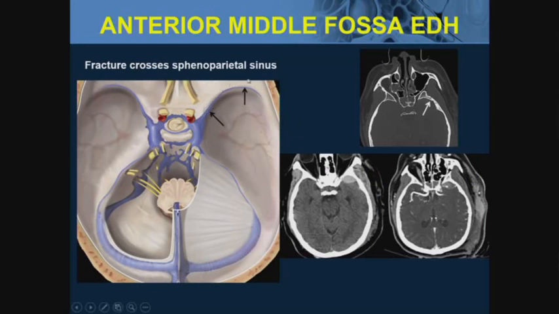Here it is, the sphenoparietal sinus, that is curving along the greater wing of the sphenoid. It's the sphenoparietal sinus that gets torn, but because the hematoma is limited medially by the orbital fissure and laterally, it won't get any bigger.